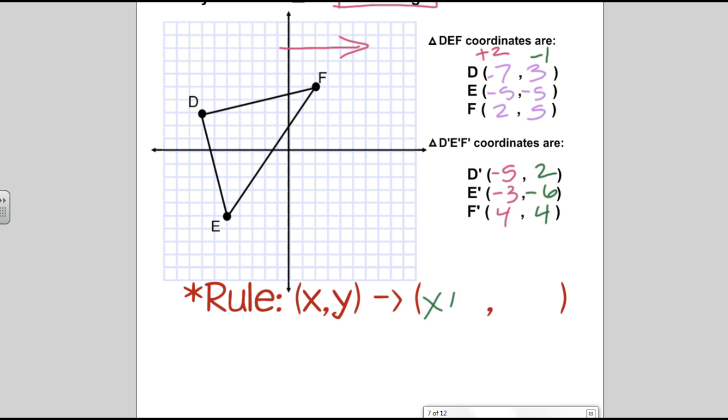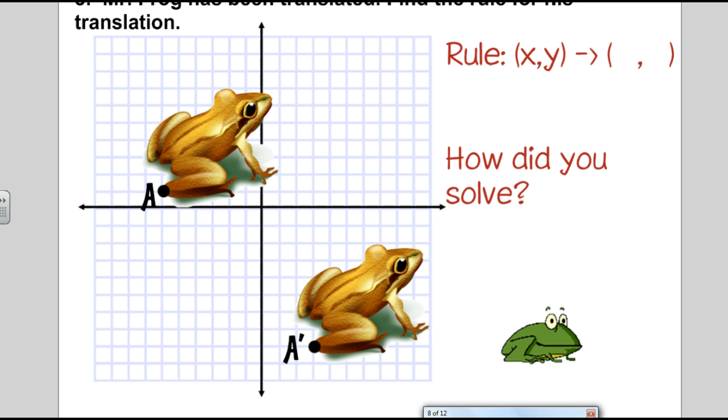X plus 2, comma, y minus 1. Beautiful, perfect answer. Moving on. We get it. This is boring. Keep going. Let's go. Here's the fun part where we don't have to draw any pictures or plot any points.